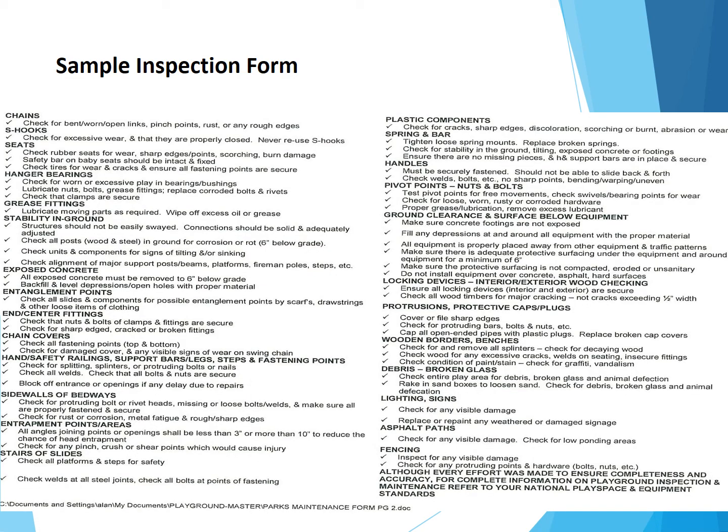Again, this is page 2 of the sample inspection form, and it actually discusses areas and how they should be inspected. Chains, for instance: are they bent, worn, open links, pinch points, rust? Do they look to be in good condition? S-hooks: check for excessive wear, making sure they're not reopened. Are the seats in good shape? There are no cuts, damage, exposed metal portions, etc. And on and on.